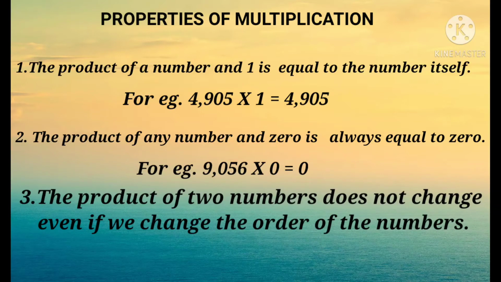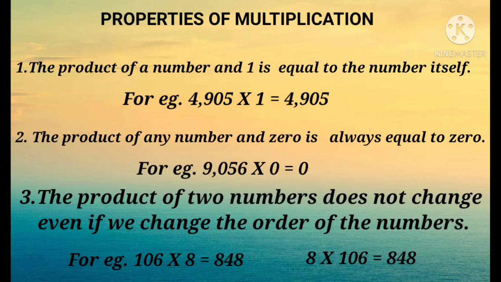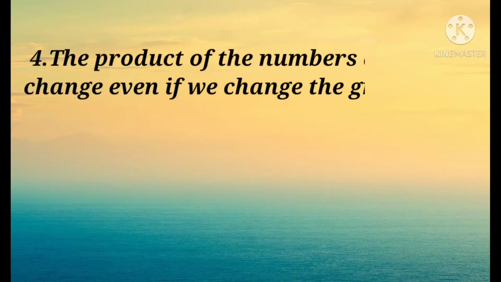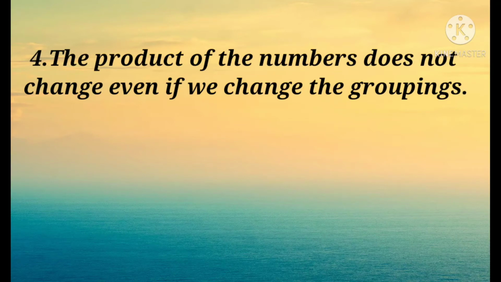Third property is the product of two numbers does not change even if we change the order of the numbers. For example, when we multiply 106 by 8, we get the product 848, and even if we change the order and we multiply 8 by 106, the product remains the same, that is 848.